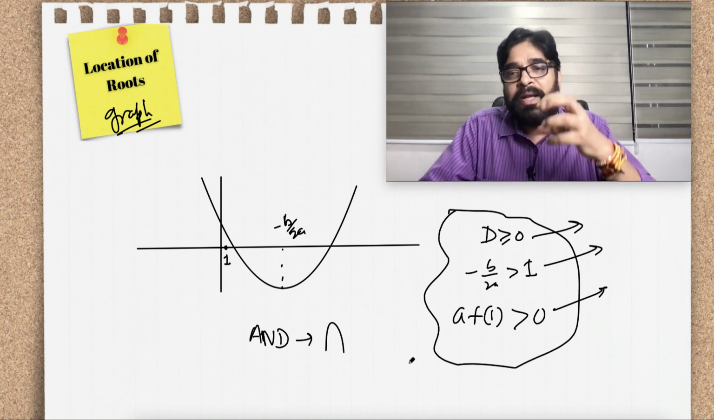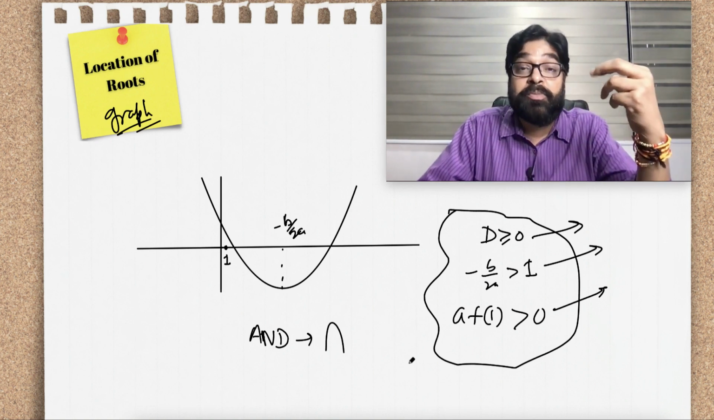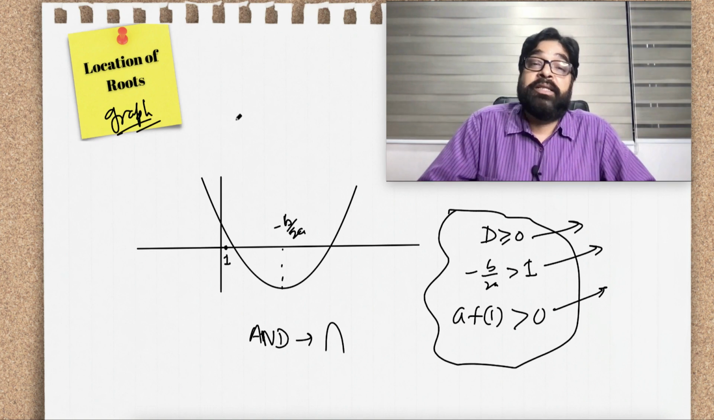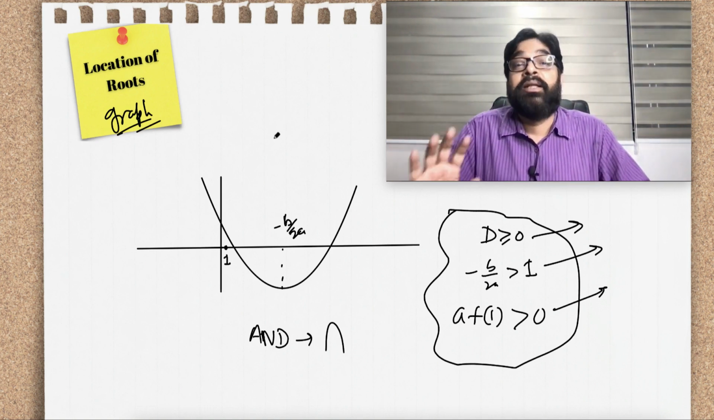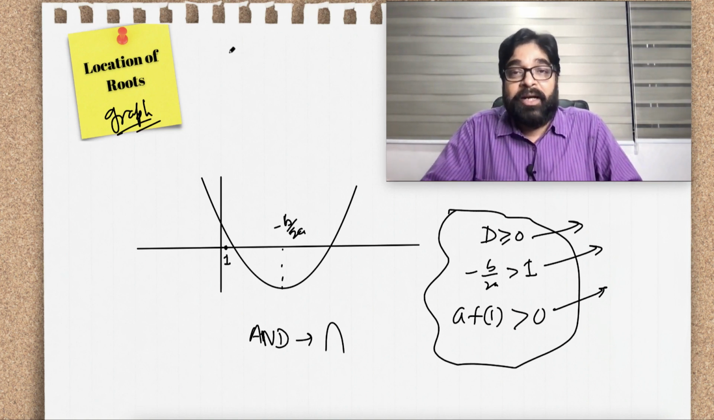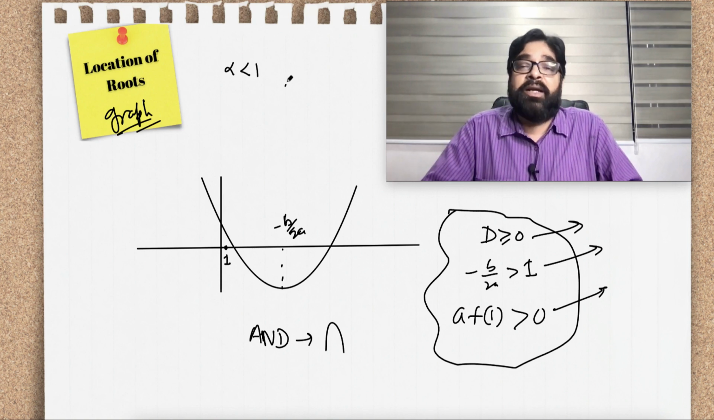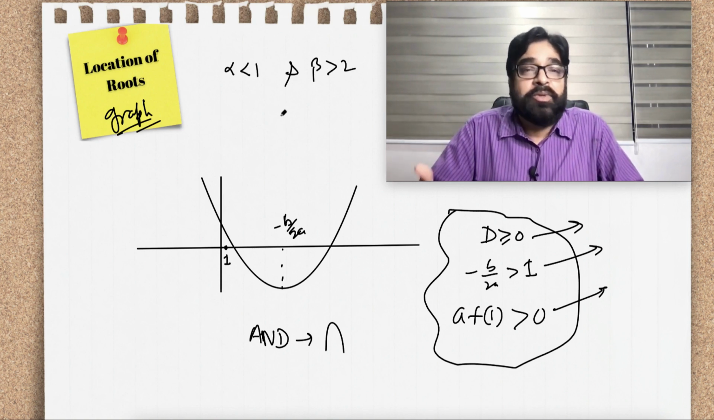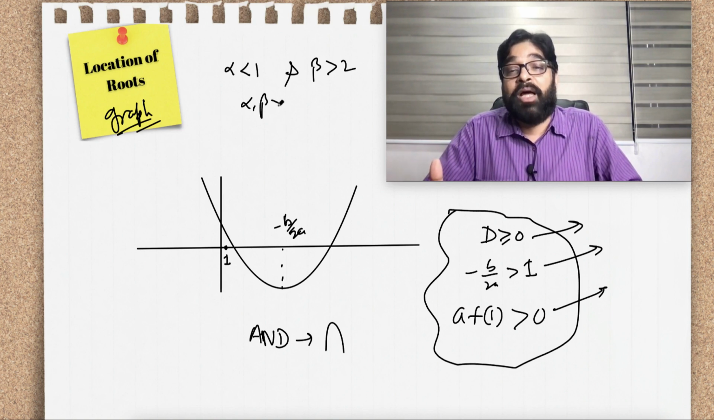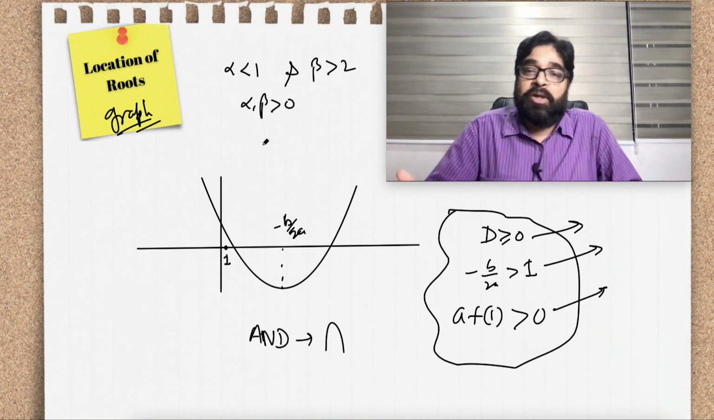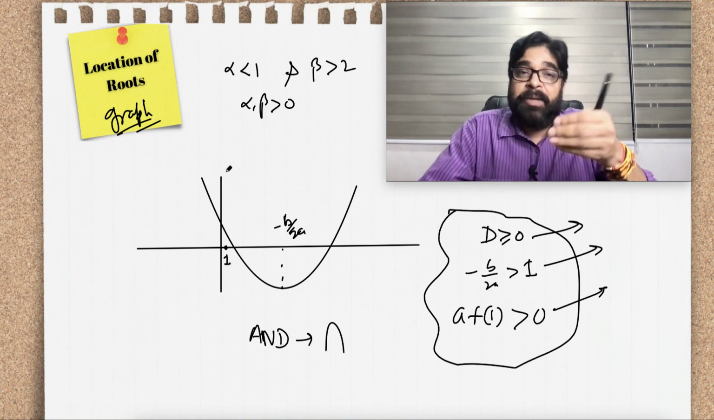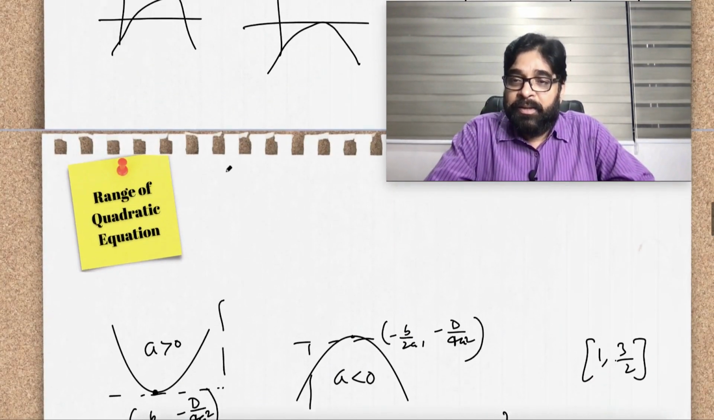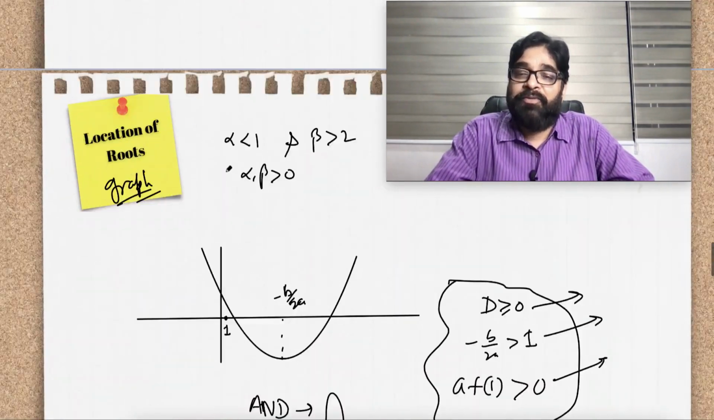What I'm trying to tell you is, whenever you have location of the roots, location of roots means what? Well, location means they will not ask you the place, which state or which city it belongs to. It means they will ask you to find the condition on some unknown where alpha is less than 1 and beta is greater than 2, something like that, or alpha, beta both are positive. So this is called the location of the roots, meaning condition on the roots. If you notice, the last 3 points, this one, and this one, all these are graph only, nothing else.